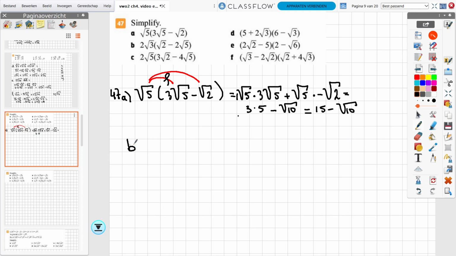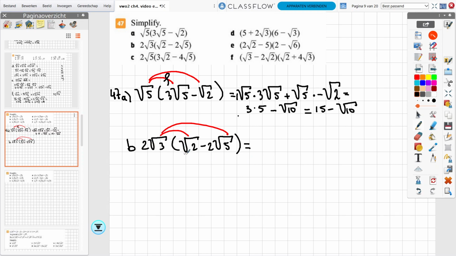If you want to, you can write it down, not really in one go, but you can skip one step of what I just did. Again, what you're going to do is this. And if you want to, you can write this one down without writing down first 2 root 3 times root 2 plus 2 root 3 times minus 2 root 5, and do it in one go. Let's see if we can do that.